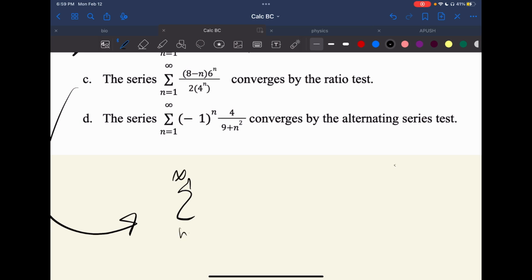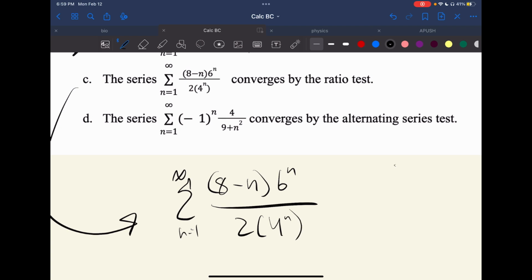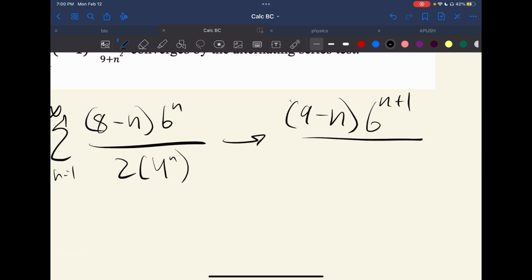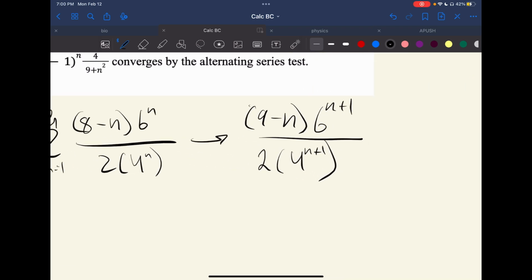So if we do the sum from n equals 1 of (8 minus n) 6 to the n all over 2 times 4 to the n. Okay, so let's do a to the n plus 1. So we have 8 minus n plus 1, so I'm just going to write that as 9 minus n, all over 6 to the n plus 1, all over 2 times 4 to the n plus 1. And then we have to divide that by just the original.